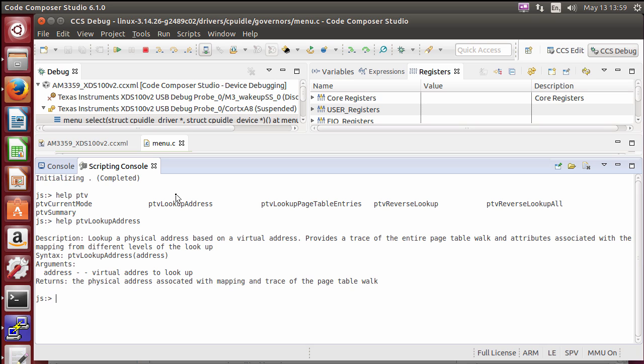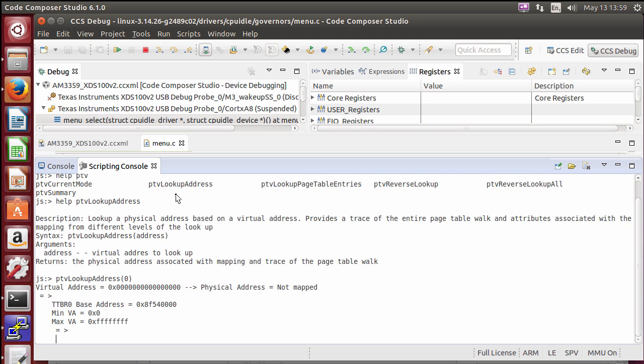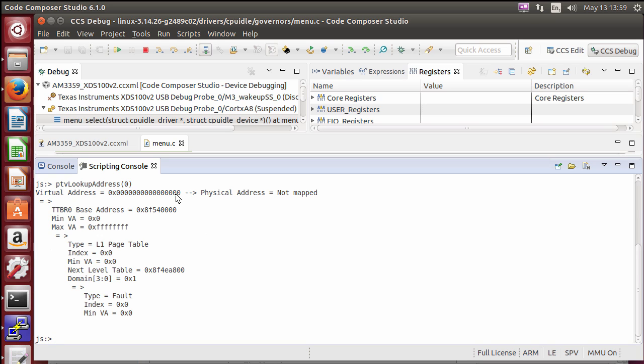In this case, I'm going to take a look at the mapping of a specific virtual address. And it actually tells me that this virtual address is not mapped physically, but it gives me a little bit of other information about the configurations of the translation tables.